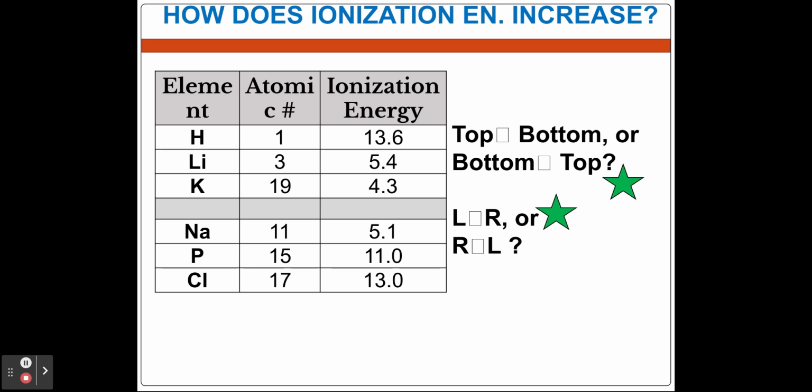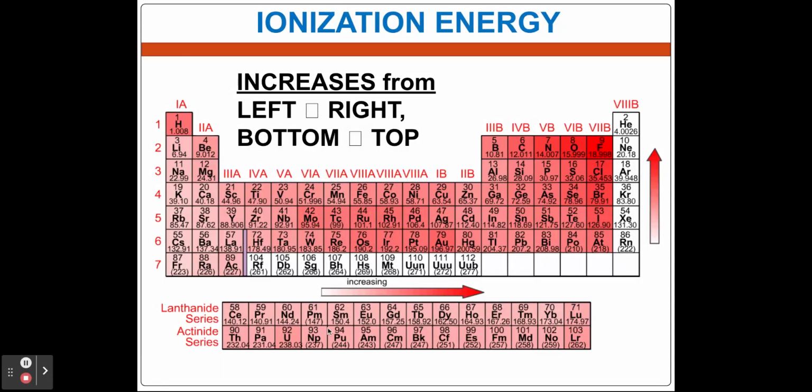Okay, so there we're going, we can see the trends. And so now we can go to our periodic table and we can see here that ionization energy increases from left to right, and it increases from bottom to top. So therefore, the general trend of ionization energy is going from lowest at the bottom left corner of the periodic table all the way to the top right corner of the periodic table.